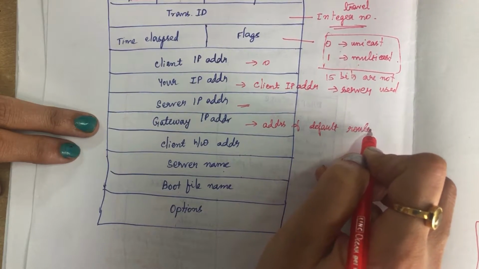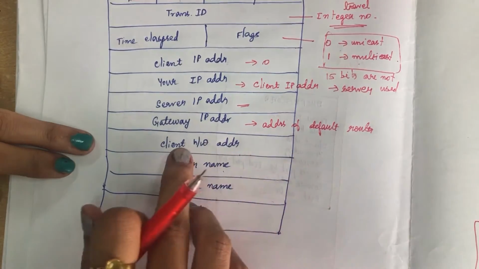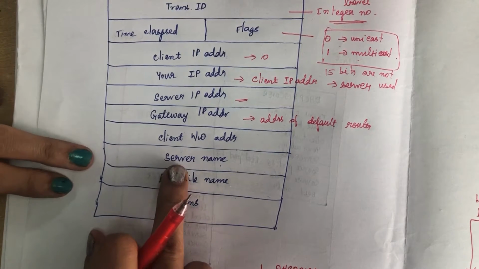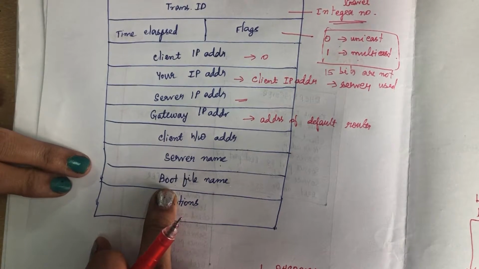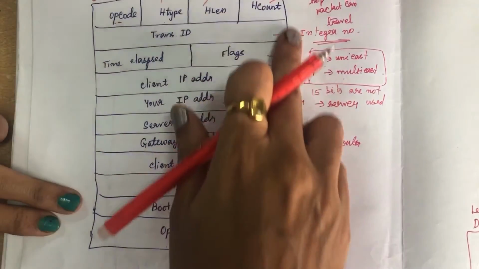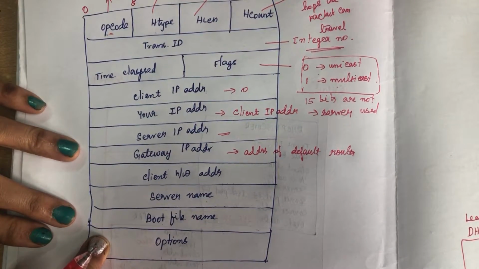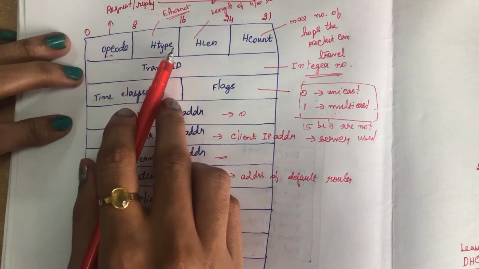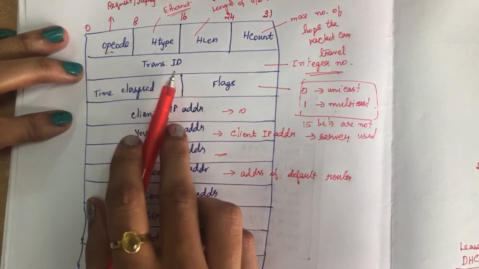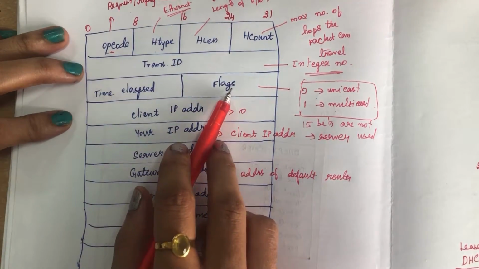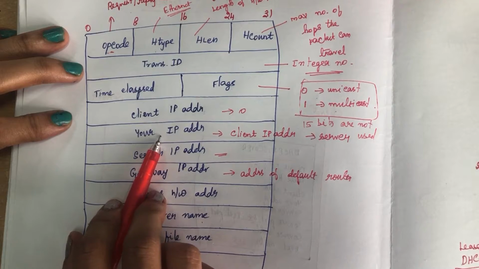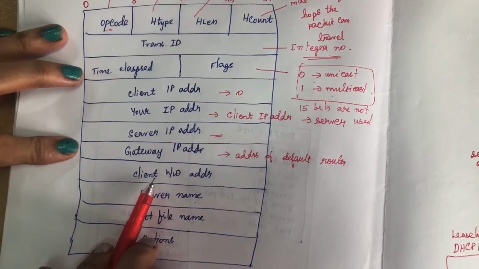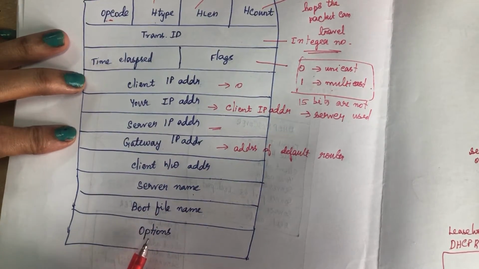Next comes your client hardware address. If we know the physical address, we can mention it here. If we know the server name we are contacting, and we have a boot file name and options, these are all the message format when you want to send a message to the server. First is operation code, hardware type, hardware length, hop count, transaction ID, time elapsed, flags, client IP address, your IP address, server IP address, then gateway IP address, client hardware address, server name, boot file name, options.